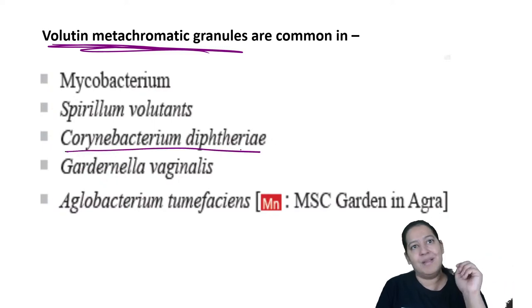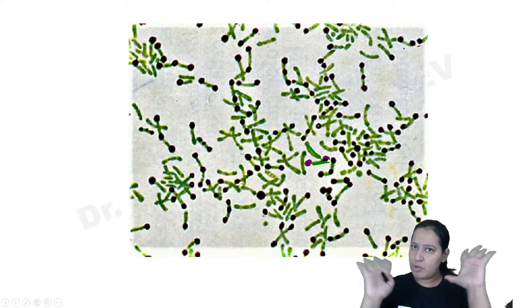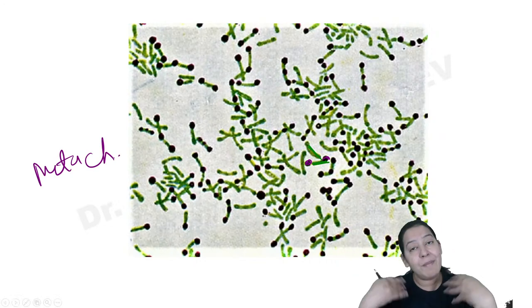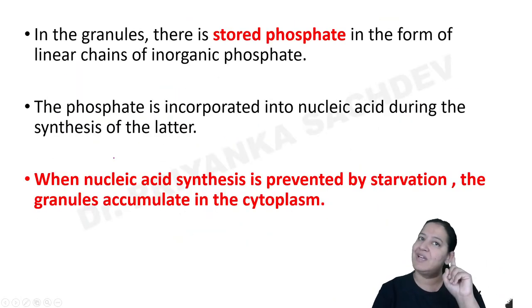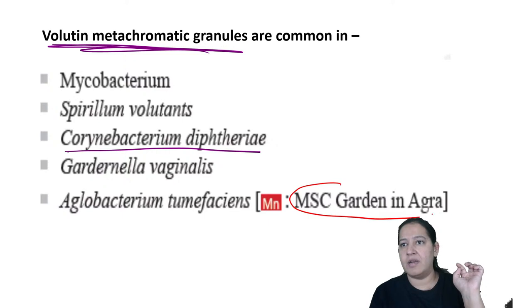Corny bacterium diphtheri mein to milte hain. We know it, humne dekh liya. This is the diagram of corny bacterium diphtheri. Isme to hai, these are metachromatic granules. Apart from corny bacterium diphtheri, aur kaun kaun se bacteria mein metachromatic granules milte hain? So there is a mnemonic for it. The mnemonic is, let me mark the mnemonic, MSC garden in Agra.